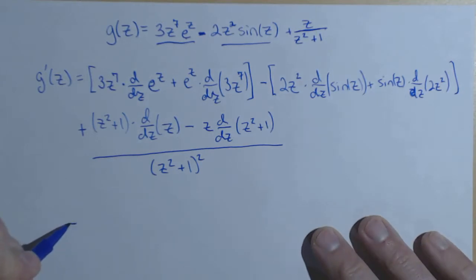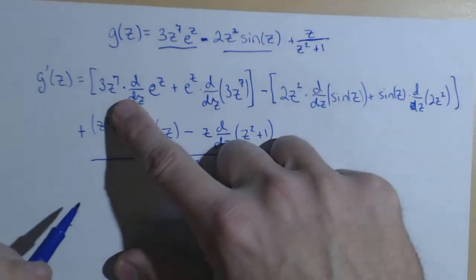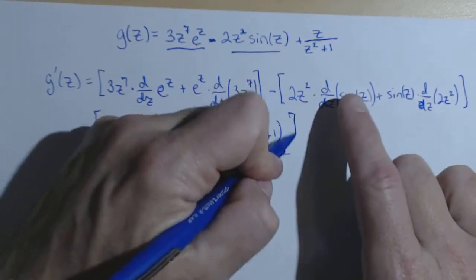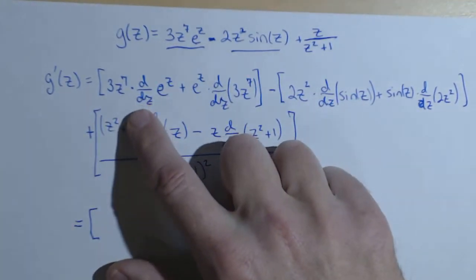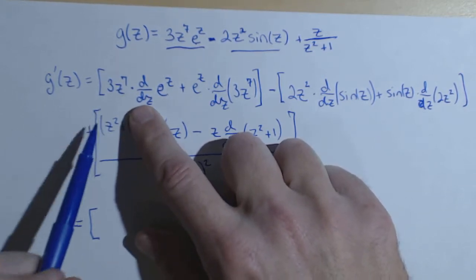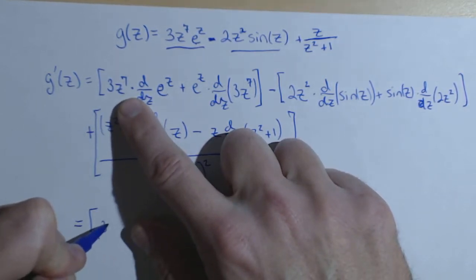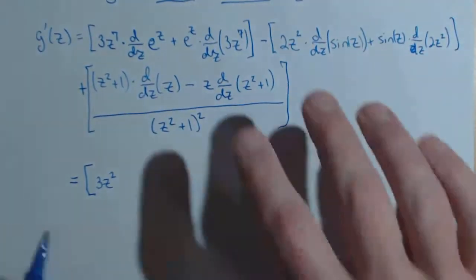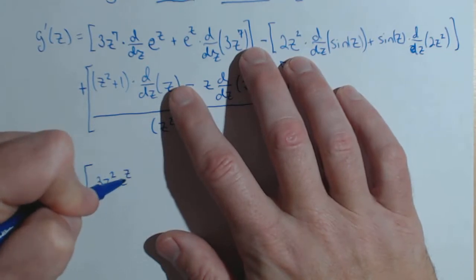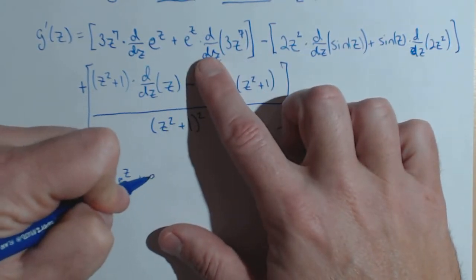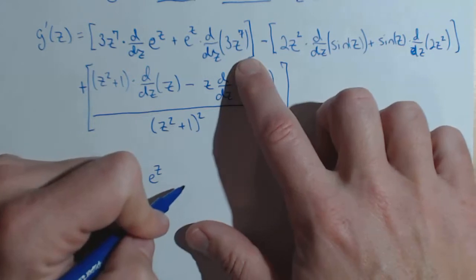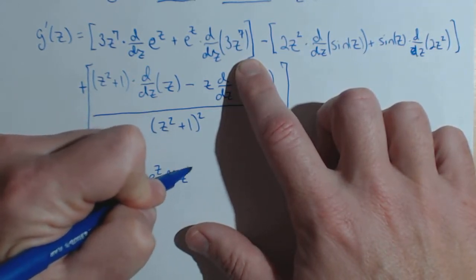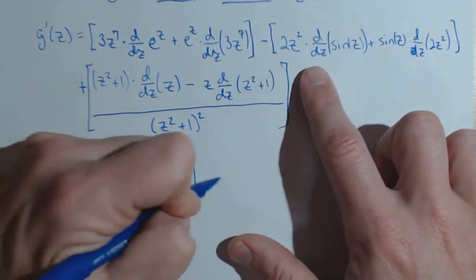Like I said, it's a little bit long. So let's go ahead and do this piece by piece. So I'll use the brackets again so we can separate. You don't need the brackets, I'm just putting them in there to help me keep track of everything. So I have 3z to the 7th times the derivative of e to the z, which is just e to the z, plus e to the z times the derivative of 3z to the 7th, that's a power rule, that's going to be 21z to the 6th. And that piece is done.